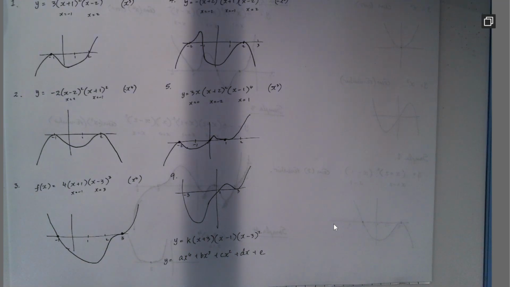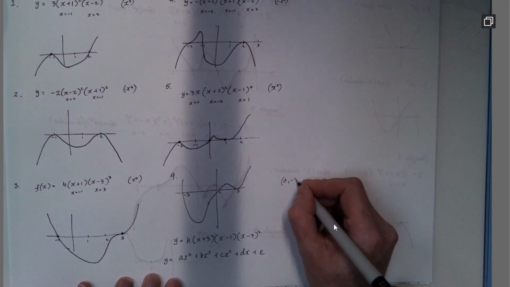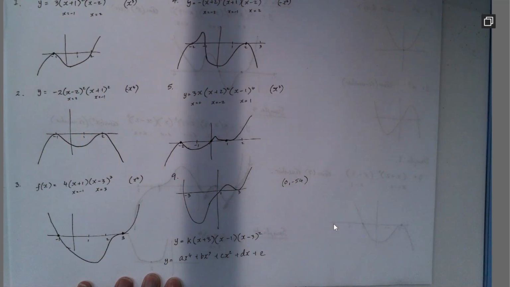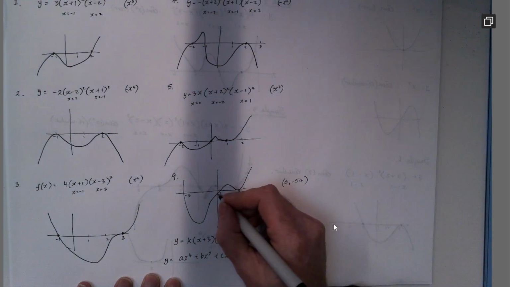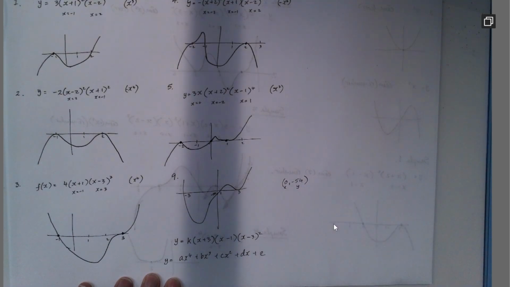Right, now, look at the part in cash. If the curve contains the point 0, minus 54. Now that means the x coordinate is 0 and y is minus 54 on the curve. So that means the curve passes through 0, minus 54. So there's the x equals 0 and y equals minus 54. So you can use that.